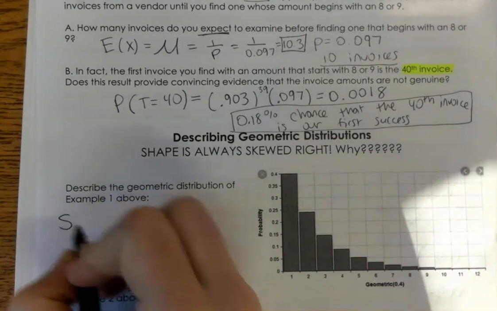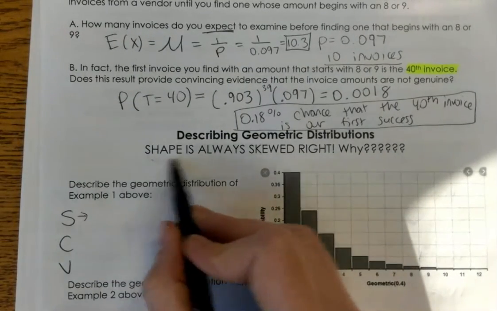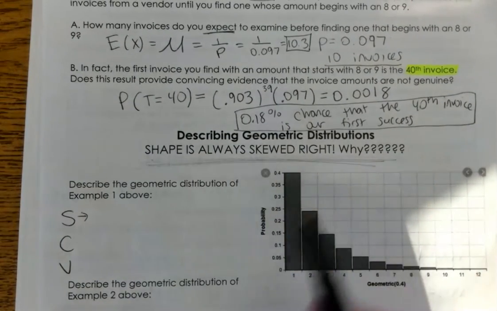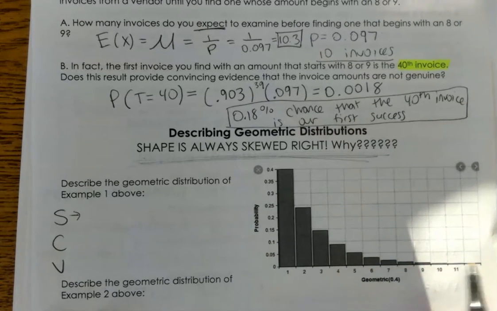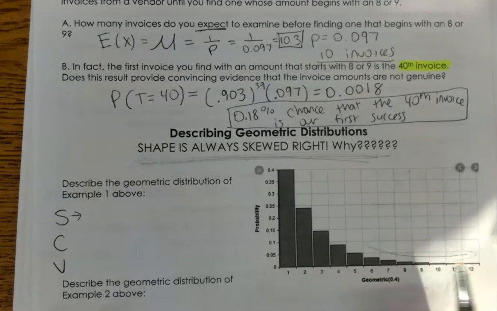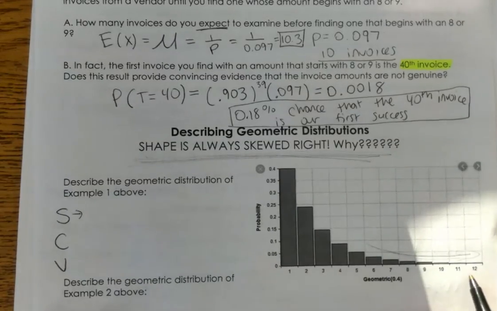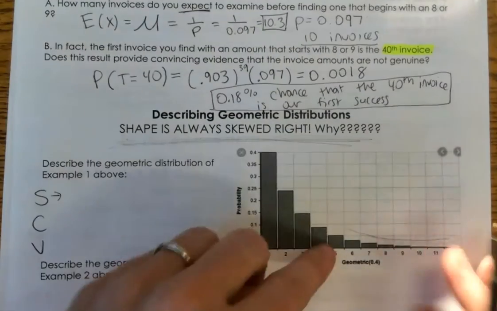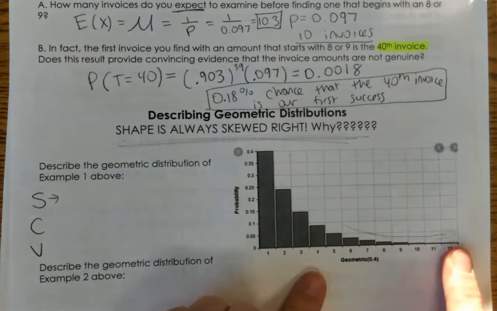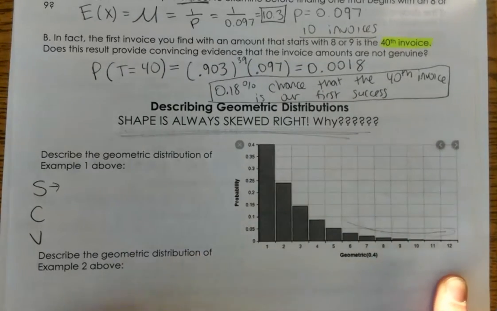So the 3 things I need to address are shape, center, and variability. All right, the shape. Remember, we said that the shape of geometric distributions is always skewed right. We said that in our live session because geometric distributions can go on for infinity, right? But the further out they go, meaning that the first success is a crazy far number, the probabilities get lower and lower. Just like with this example right here with the 40th invoice, our probability was tiny. So as our first success number gets bigger and bigger, the probabilities get smaller and smaller. So that's why it's always going to be skewed right.